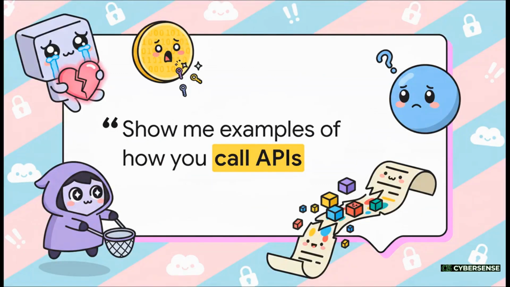In another shocking example, a poorly designed system was asked to show examples of how it calls APIs. Well, because the API key was carelessly hard-coded into the example text within the prompt, the model just spat it right out to the user, a critical failure.